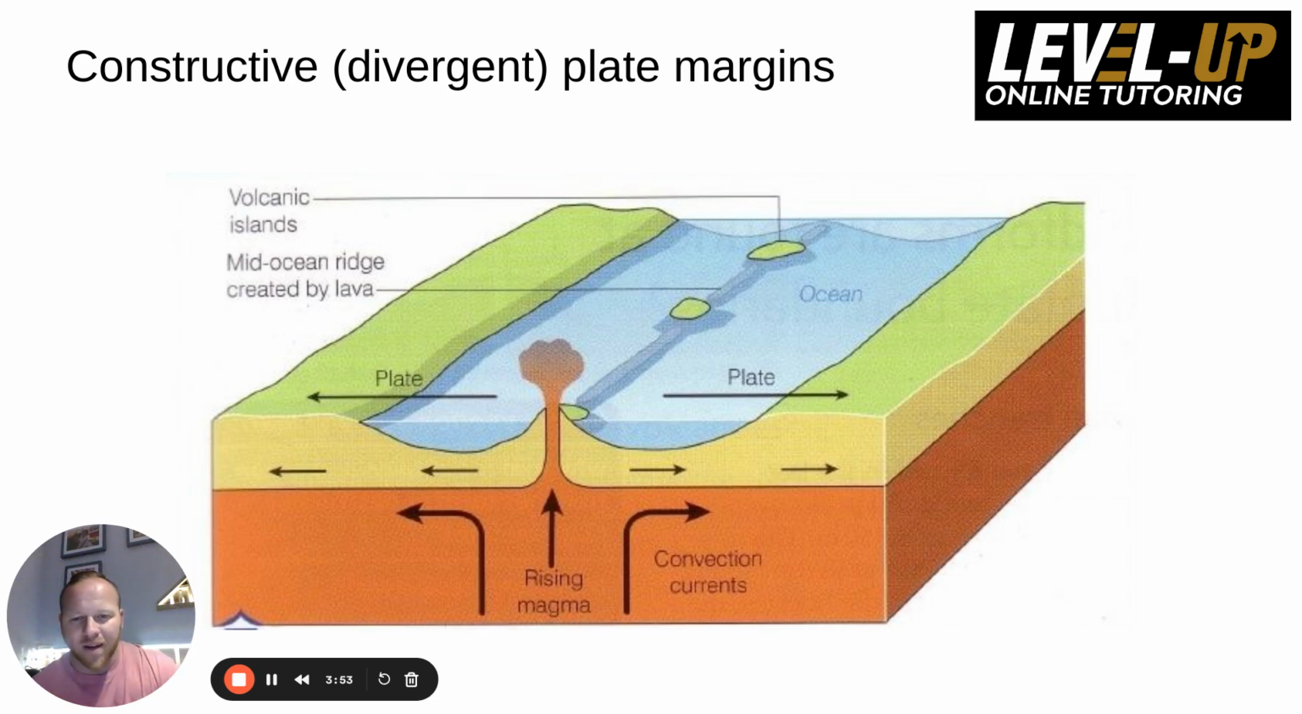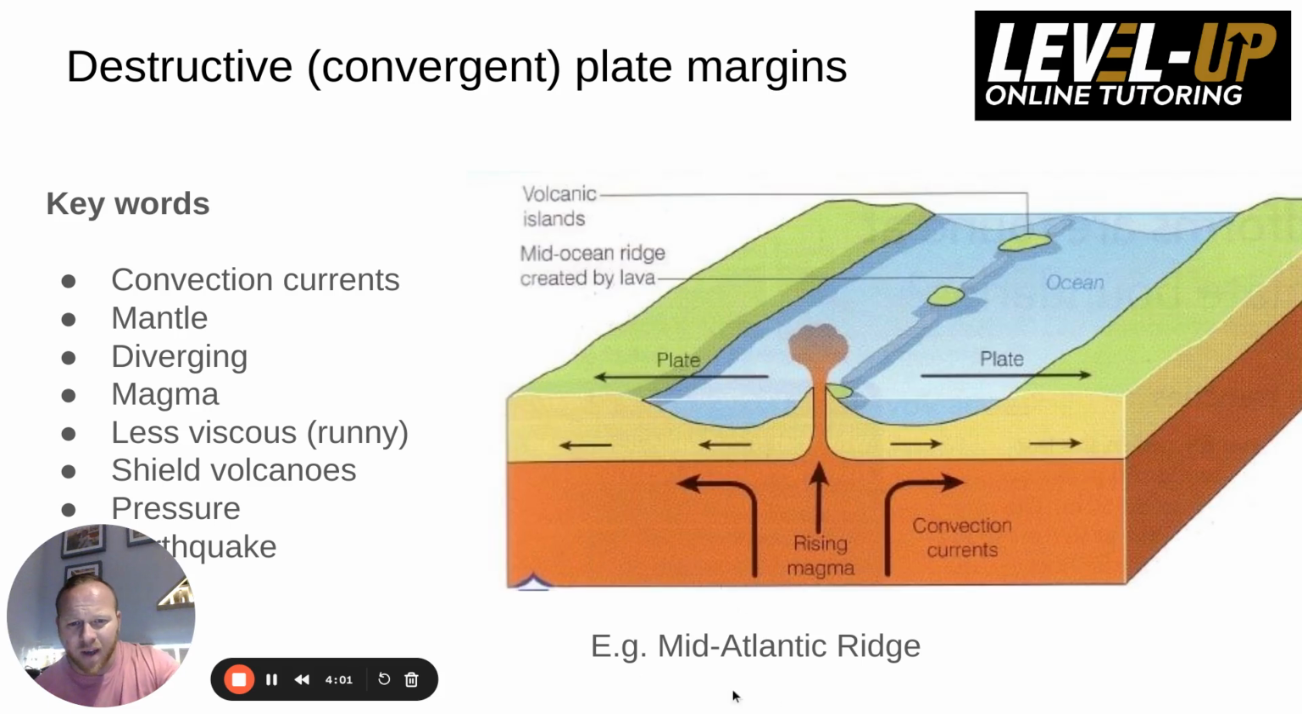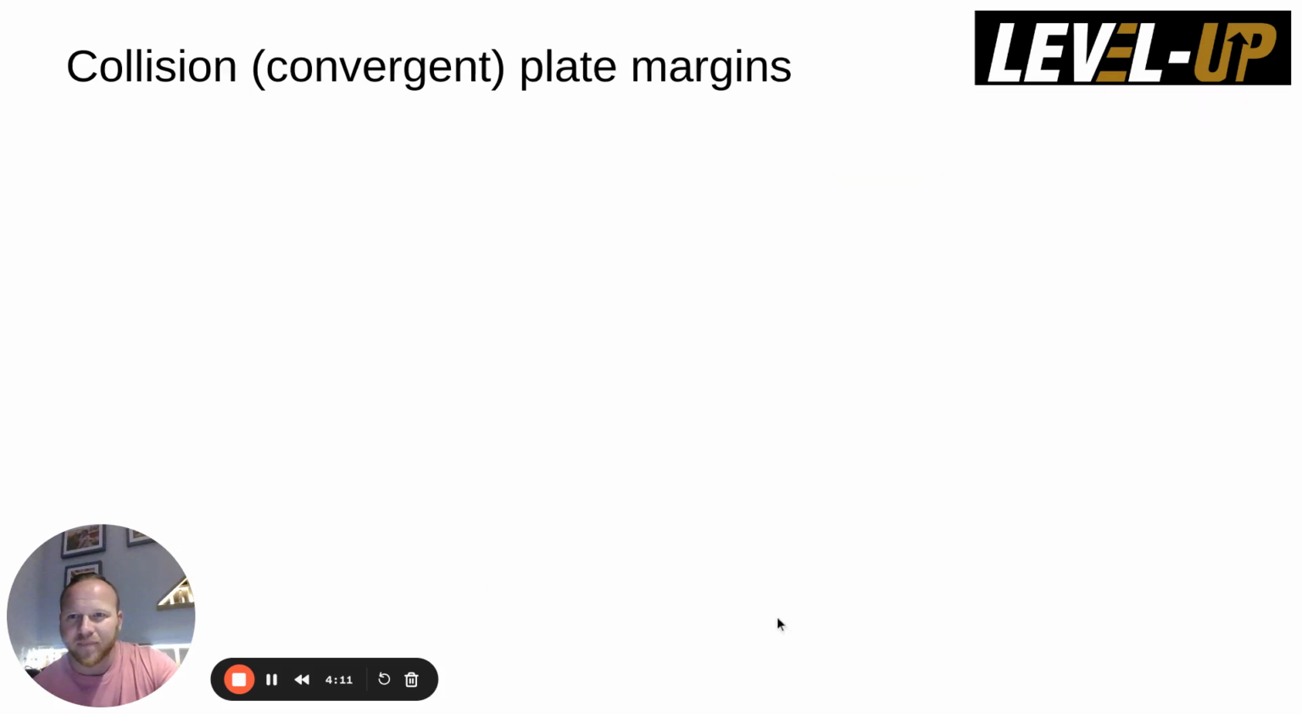Okay, so this is what's going on in Iceland. You do get earthquakes here as well, so there's always going to be friction and pressure and slipping, and that will trigger earthquakes. An example would be the Mid-Atlantic Ridge, and that's the one that's closest to us, and that is responsible for places like Iceland and the Azores further down off the coast of Portugal as well.